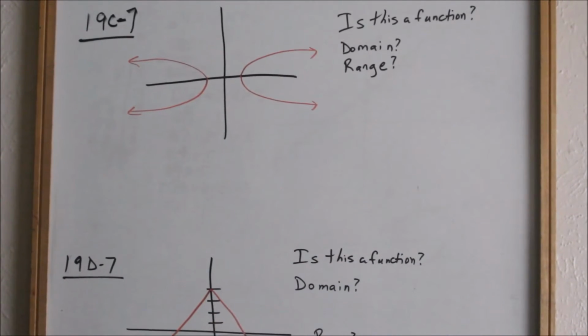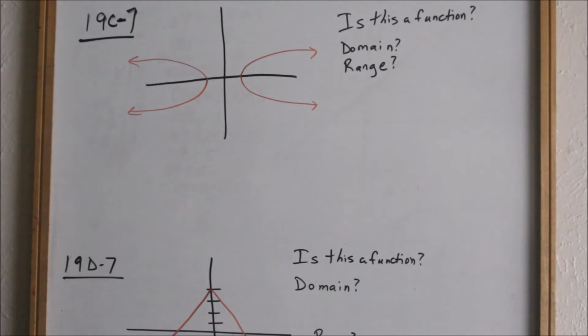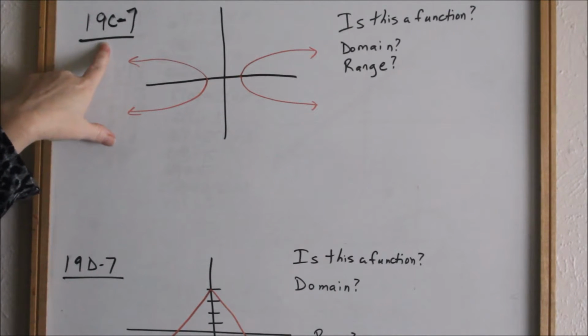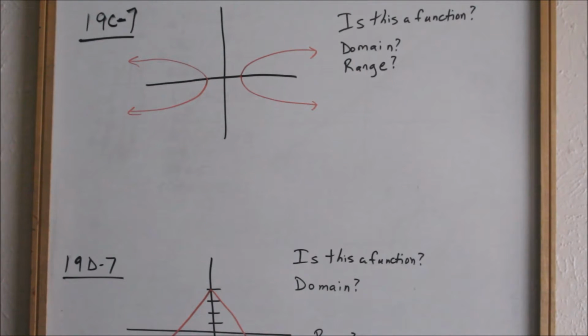Okay, let's apply that concept to a couple of these problems where they've given you the graph. If you have the graph, it's easier to see if it's a function. If you don't have the graph, then I would recommend making a graph. Usually having a graph is the easiest way to determine if it's a function. Okay, 19C7. So you have this, it's basically hyperbolas.